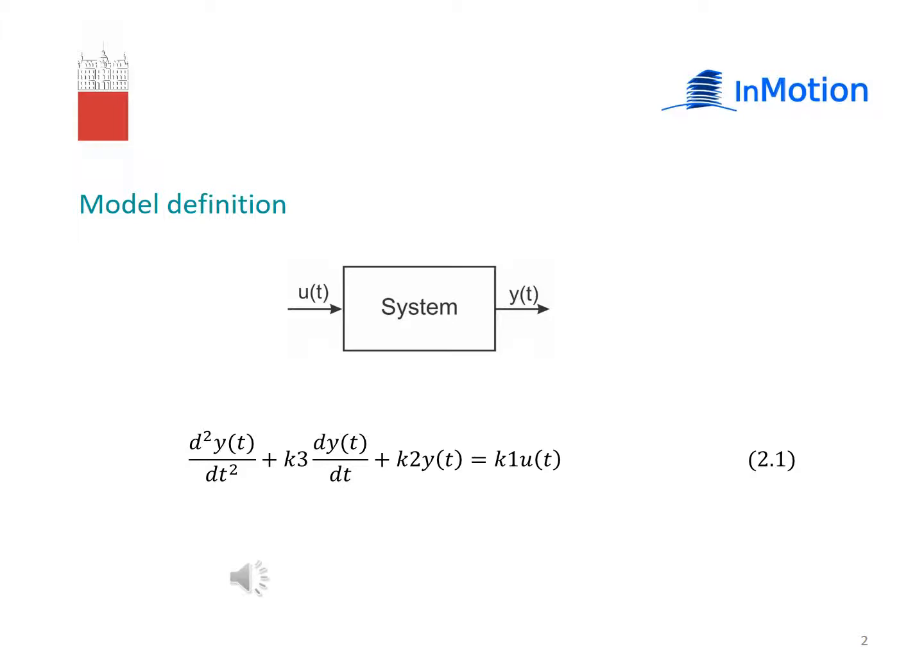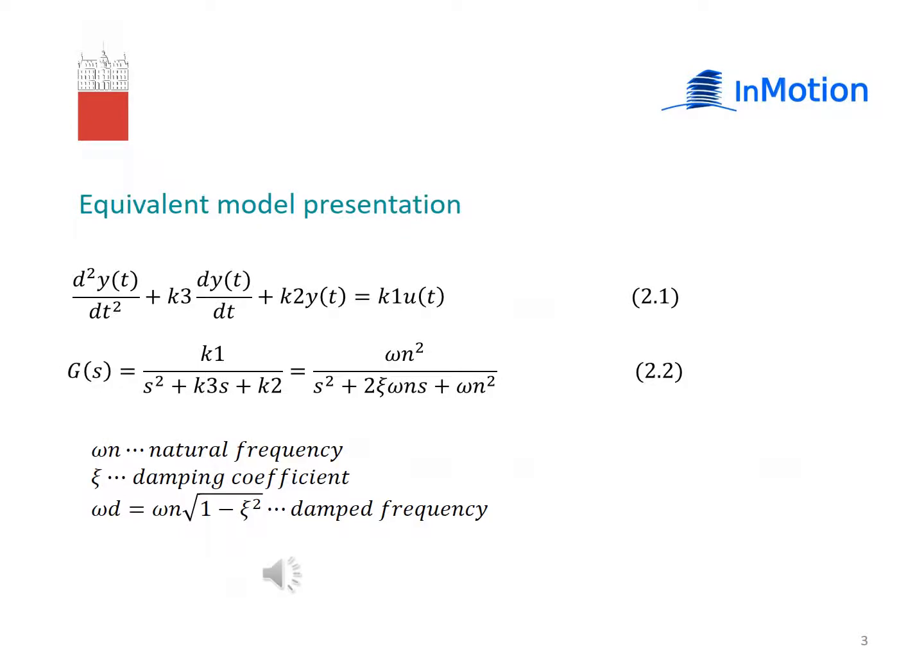Let's observe the second-order system model as presented with equation 2.1. Equivalent model presentation in the form of transfer function is illustrated with equation 2.2, where parameters omega n and zeta have special names. Omega n is the so-called natural frequency, zeta is the damping coefficient, and in addition omega d is the so-called damped frequency.